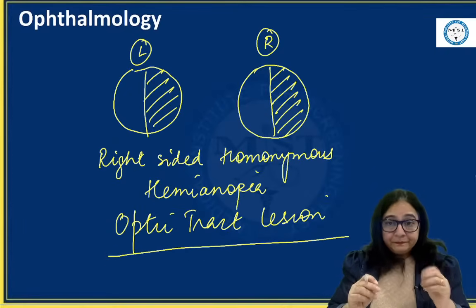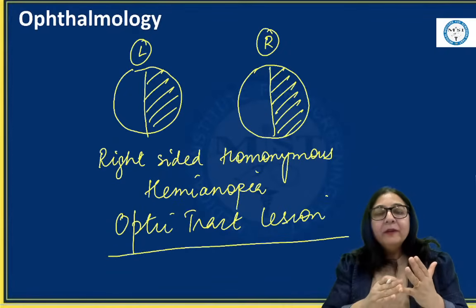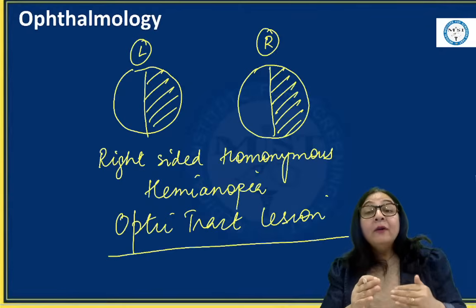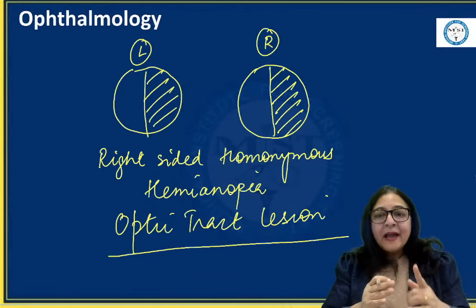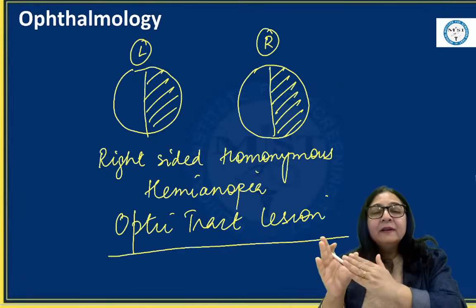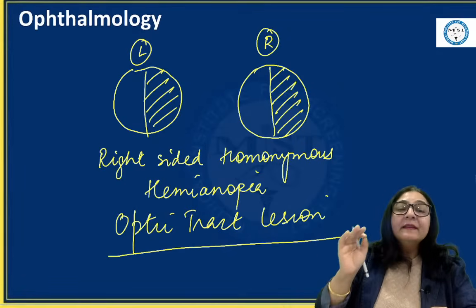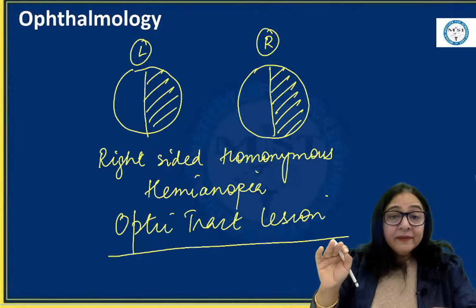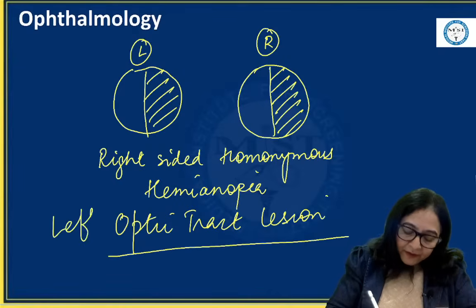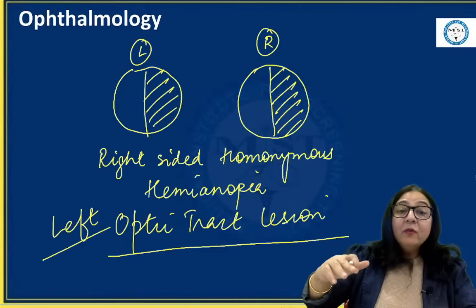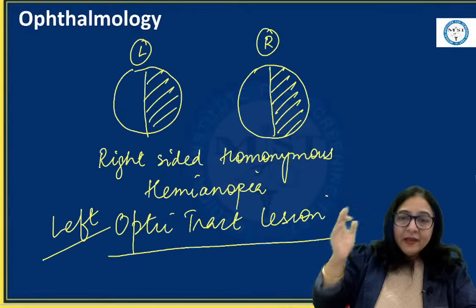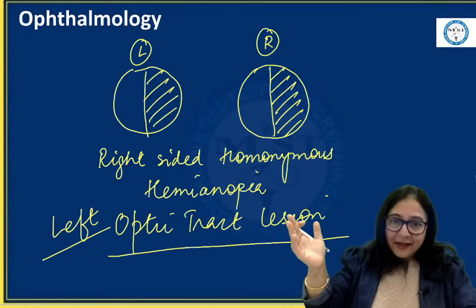And we know that in homonymous hemianopia, so any lesion from the optic tract onwards, the defect is contralateral to the site of the lesion. It means if it is right-sided homonymous hemianopia, it's the left optic tract which is involved. If it is left-sided homonymous hemianopia, it is the right optic tract which is involved. So the lesion is always on the contralateral side.